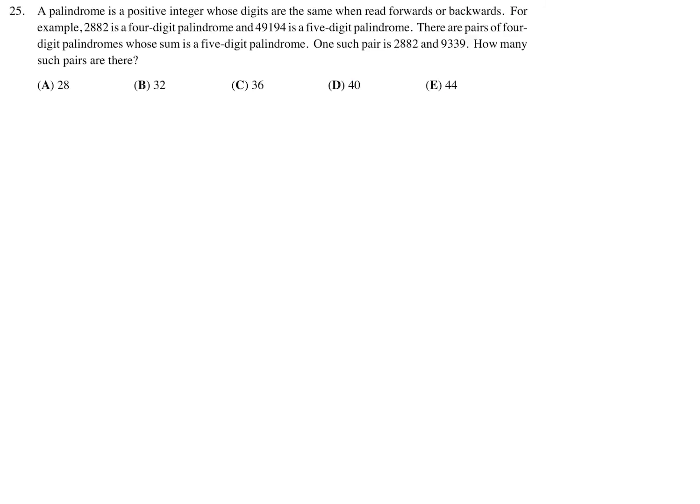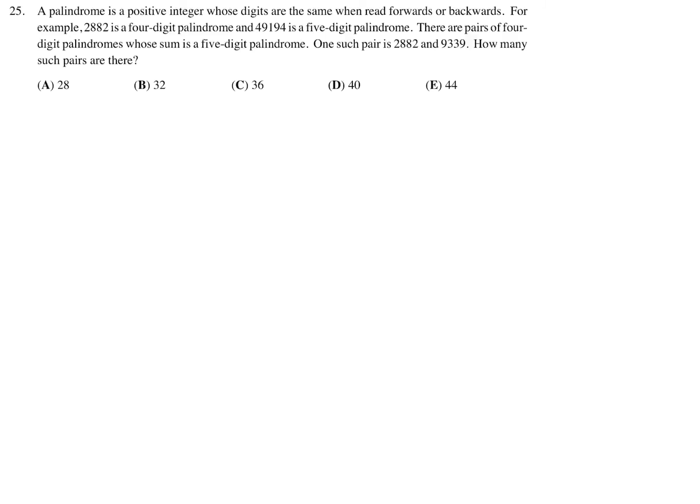A palindrome is a positive integer whose digits are the same when read forwards or backwards. For example, 2882 is a 4-digit palindrome. 49194 is a 5-digit palindrome. There are pairs of 4-digit palindromes whose sum is a 5-digit palindrome. One such pair is 2889 and 9339. How many such pairs are there?